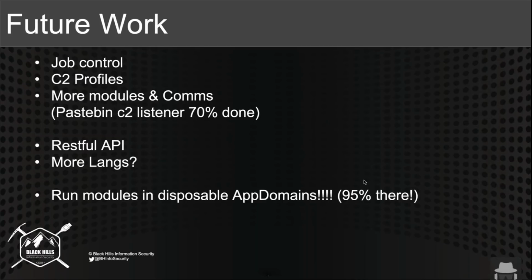I'm 95% there. Unloading those assemblies after a module executes is sort of a big deal, because that would get rid of the current detection mechanism of looking through the process after a module executes and seeing all the evil assemblies, right? So that's sort of my main focus right now.